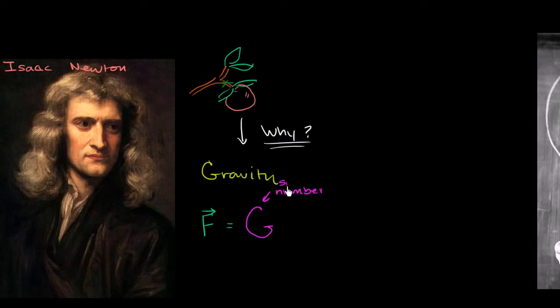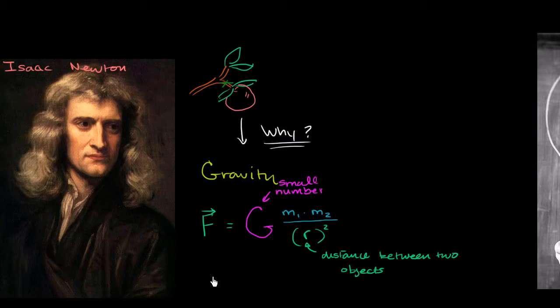Maybe I'll write it there. This is a small number. I'll give you that number in a second. It's equal to this constant, this universal gravitational constant, which is a super duper small number, times the mass of the first object times the mass of the second object, divided by the distance between the two objects, the distance squared. So this is the distance between both of those two objects.